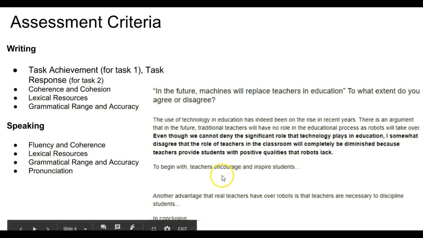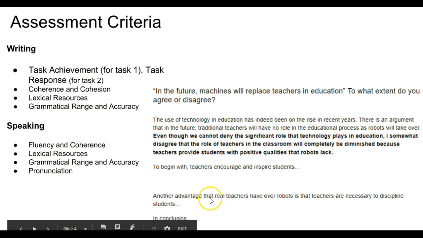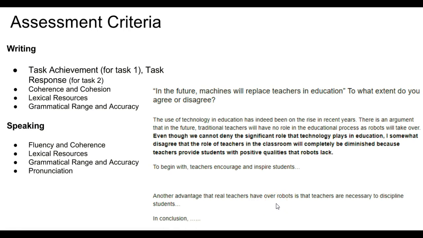So this paragraph is going to focus on the first reason, for example here, teachers encourage and inspire students, and then another advantage that teachers have over robots, that teachers are necessary to discipline students. So in this paragraph, I'm going to focus on how teachers encourage and inspire students, and in this paragraph, how teachers discipline students. I'm not going to talk about anything else that is a main reason. So I'm going to focus on one main reason and then support that.